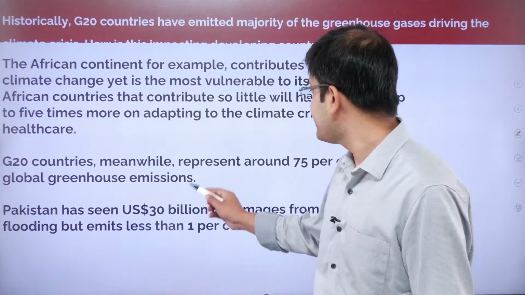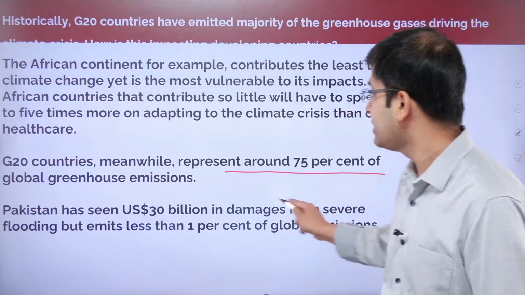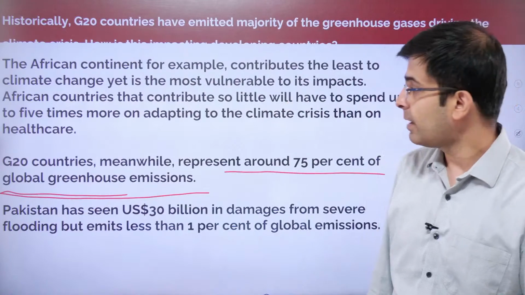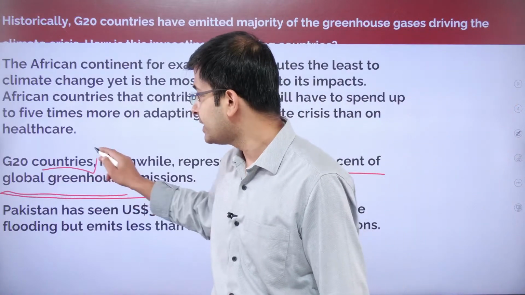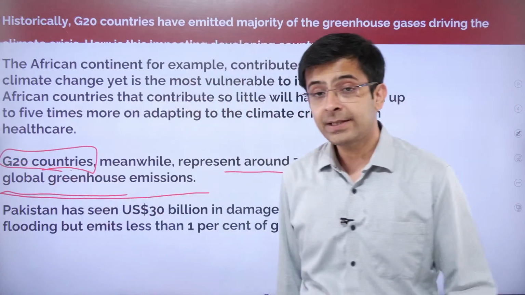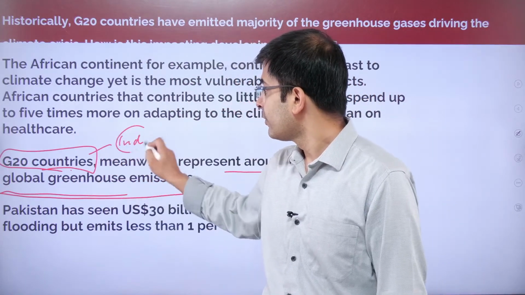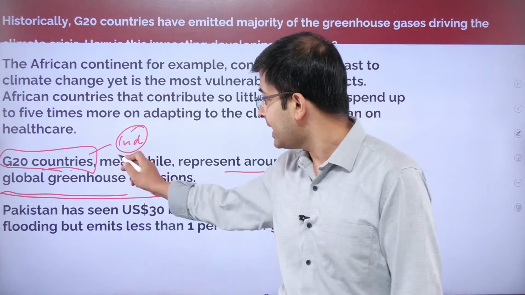So G20 countries, meanwhile, represent around 75% of global greenhouse emissions. 75% coming from these fellows, the G20. Okay. Historically, again, if you look at it, in G20 countries, you also have India. But then India's case is again very different.